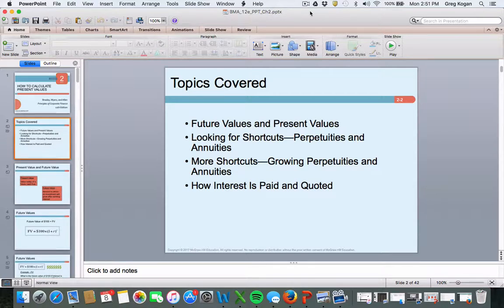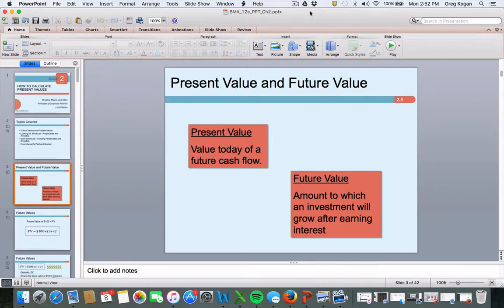that is kind of like the same as if I gave you $98 or something, or the way interest rates are now, like probably $99.50 or something, and you put it in the bank for a year. So present value kind of brings future cash flows back to today's worth. And that's what we're talking about. And future value is the amount to which an investment will grow after earning interest.